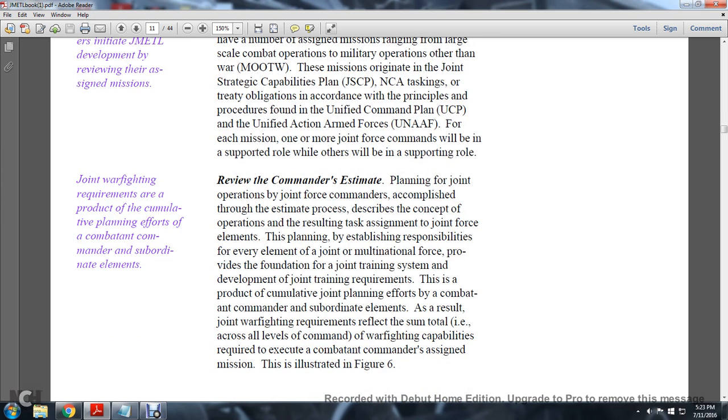All right, joint warfighting requirements are a product of the cumulative planning efforts of the combatant commander and subordinate elements. Review the commander's estimate. Planning for the joint operation by joint force commanders is accomplished through the estimate process. It describes the concept of operation, resulting in task assignments to the joint force elements. This prescribes and establishes responsibility for every element of the joint multinational force and provides the foundation for the joint training system, developing the joint training requirements.